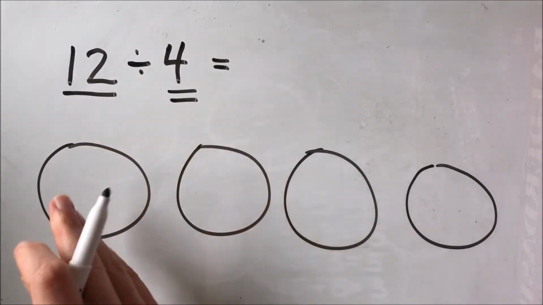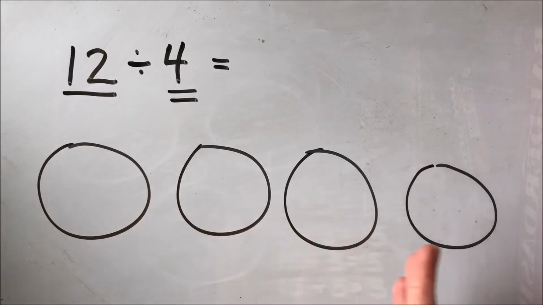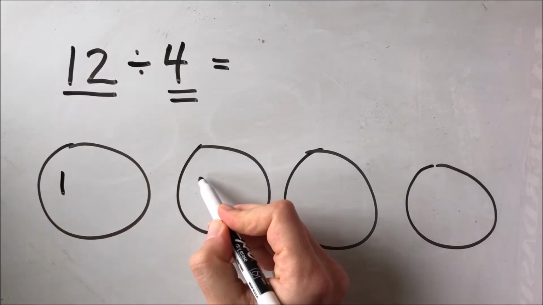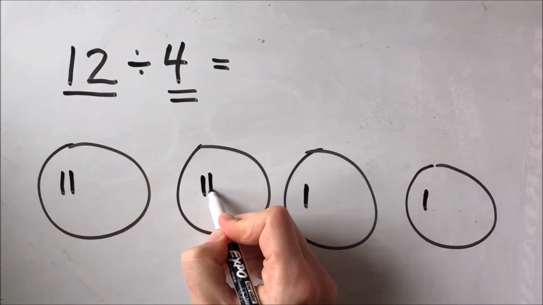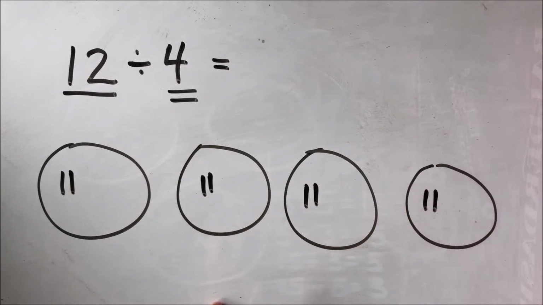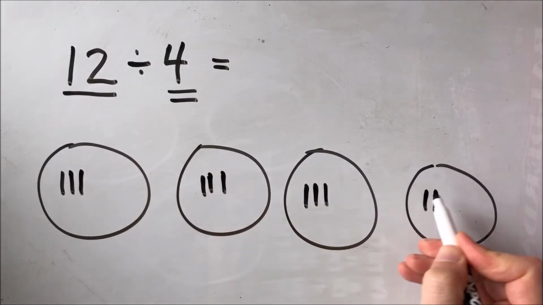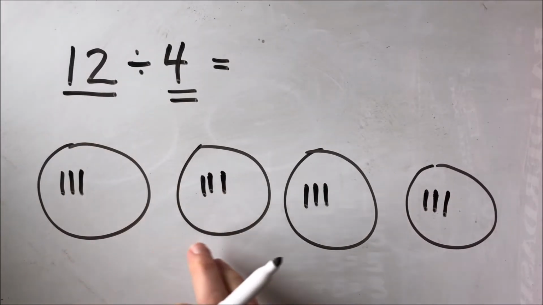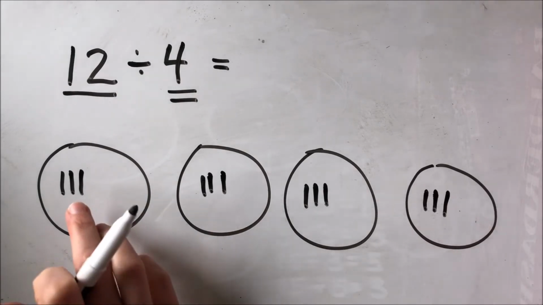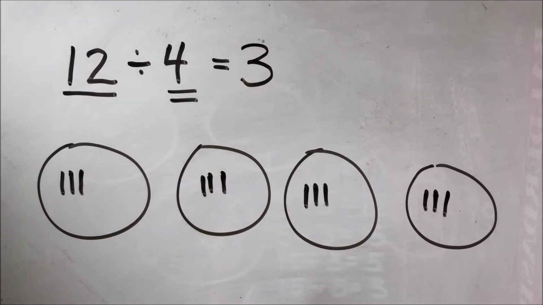I need to make sure I have 12 here, and I need to put an equal number in each group. So I'm going to go 1, 2, 3, 4. Still not to 12, so I'm going to keep going. 5, 6, 7, 8. Still not there, keep going. 9, 10, 11, 12. I had 12. I split it up into 4 groups, and I have 3 in each group. So 12 divided by 4 equals 3.